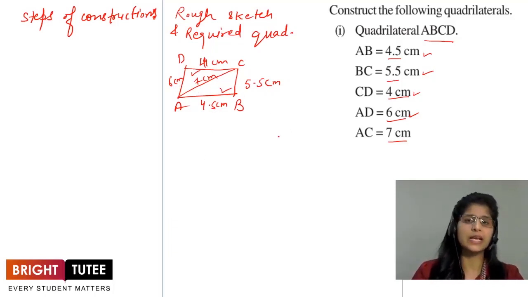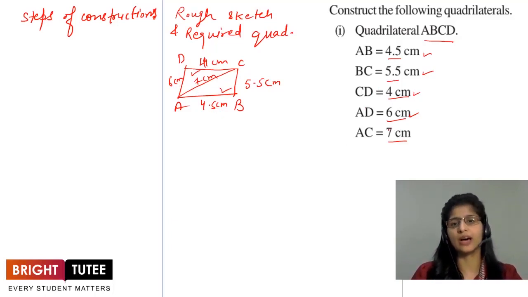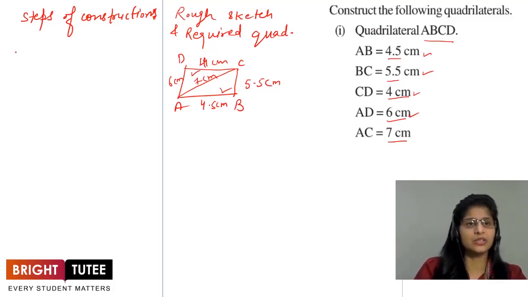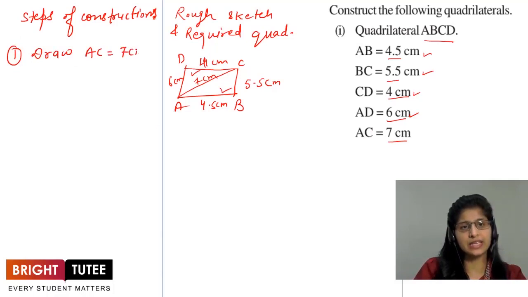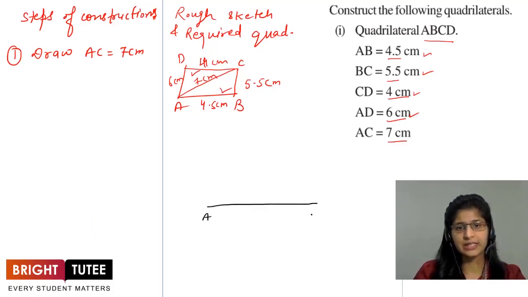So the first step that we are going to do is draw our line segment of 7 centimeter, that is the diagonal. So the first step of construction will be: draw AC equal to 7 centimeter. Let us draw it here. Let this be AC and it is 7 centimeter. Clear? What is the next step then?